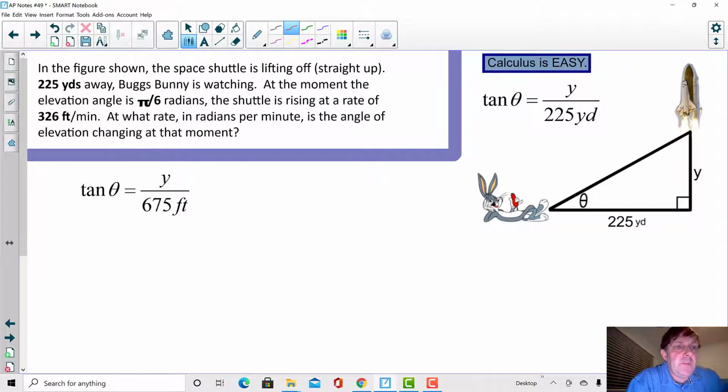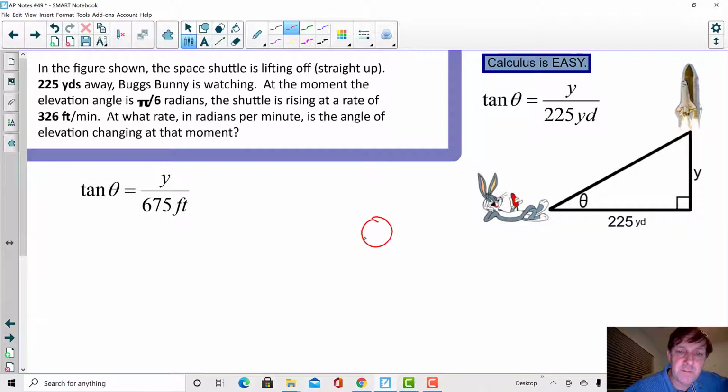Okay, this is our last example. It says in the figure shown, the space shuttle is lifting off straight up. So the distance between the ground and the space shuttle is going to be y. And then it says 225 yards away, Bugs Bunny is watching. At the moment that the elevation angle is pi over 6 radians, the shuttle is rising at a rate of 326 feet per minute. At what rate in radians per minute is the angle of elevation changing at that moment?